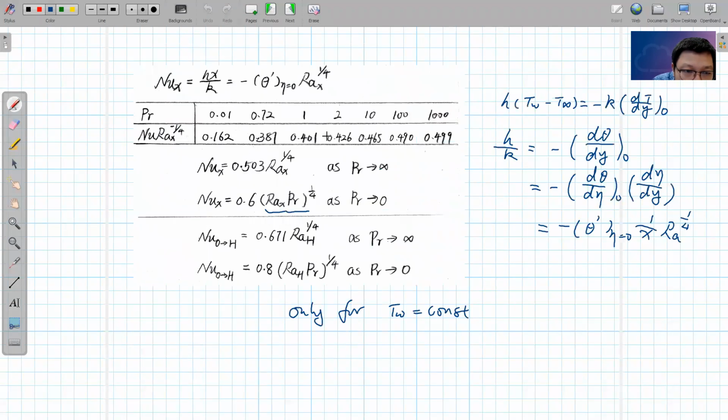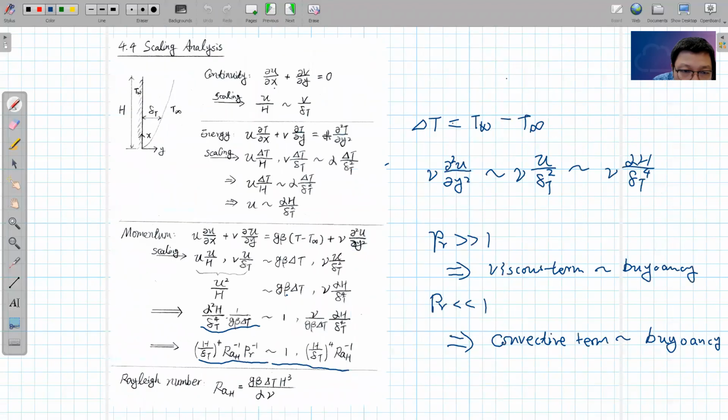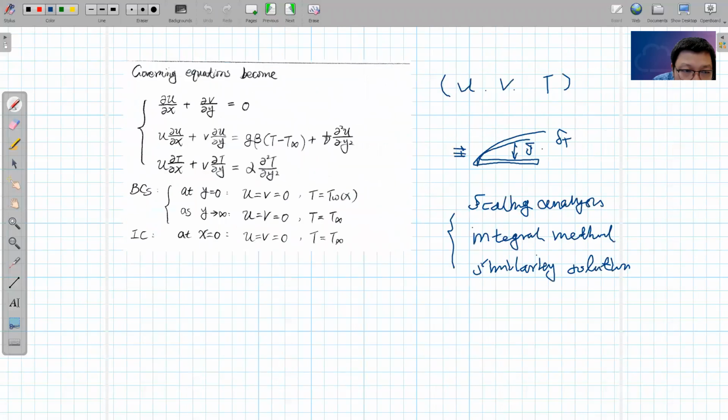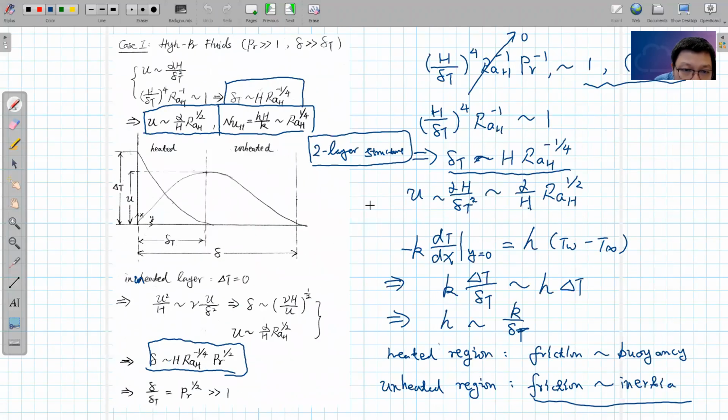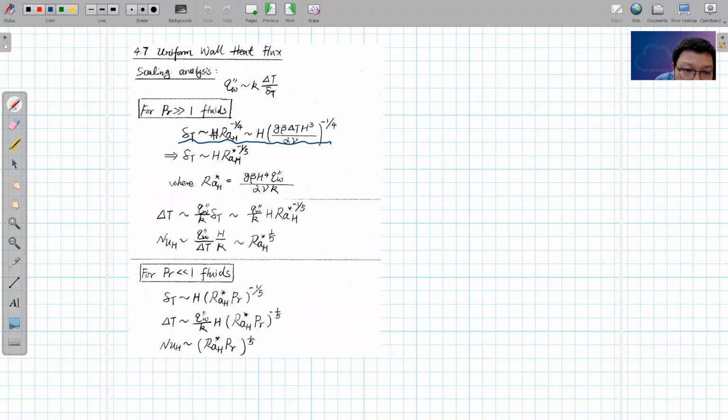For Prandtl number larger than 1, this is the scaling analysis we did here. Remember this one? When the Prandtl number is larger than 1, delta T equals H times Rayleigh number to the -1 over 4. And this is what we have here, because the scaling analysis doesn't relate to the boundary condition. So the scaling analysis works for both cases, TW equal constant or QW double prime equal to constant.